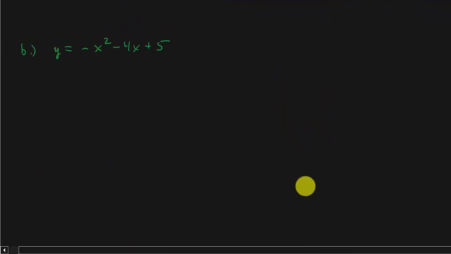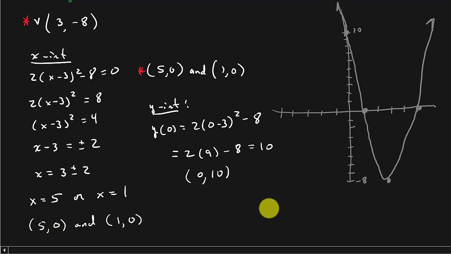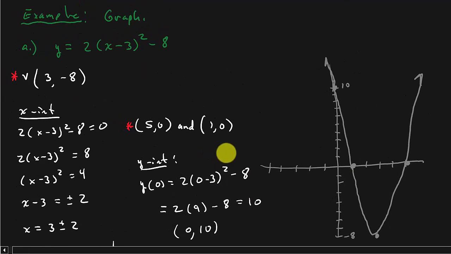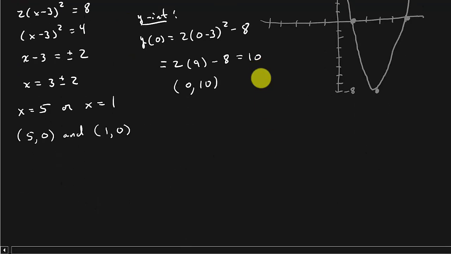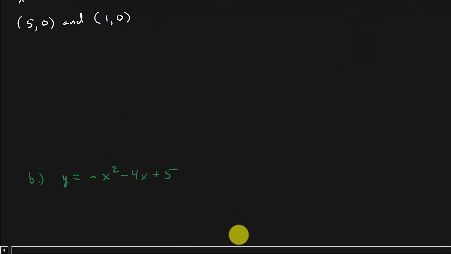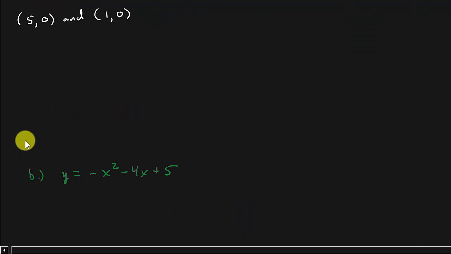One other thing I want to mention with this problem: just looking at it, we knew that it was going to open up because we have a positive in front of our squared part. Now let's get down here to this one. I'm going to move this up some in case we need more room, because I have another one to graph after this one. We know this one's going to open down, right?